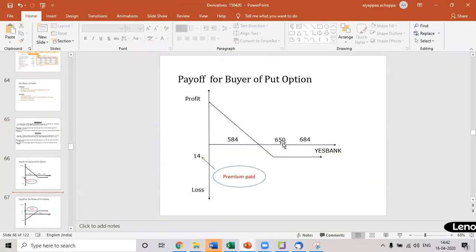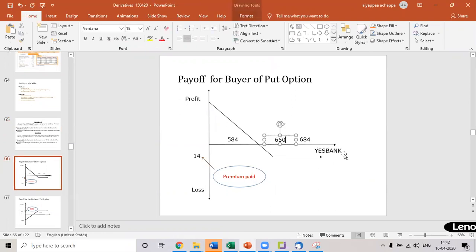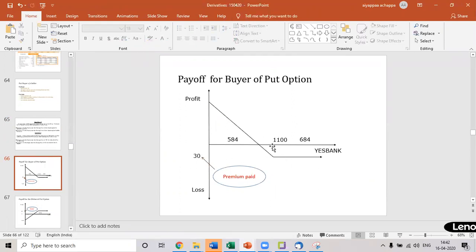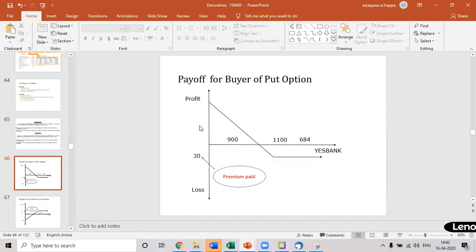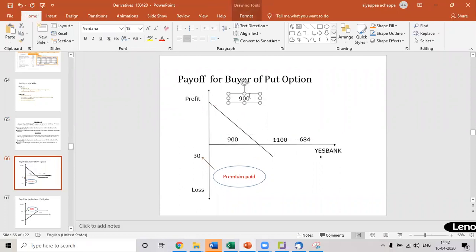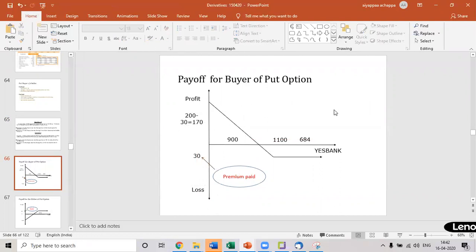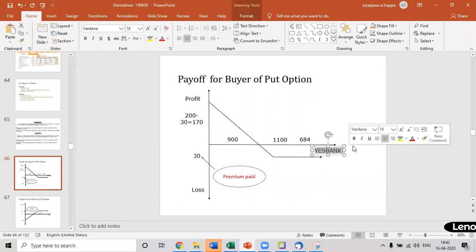So let us look into the graph here. If you buy a Reliance 1100 put, you pay a premium of 30, and your view is the price will come below 1100. Assuming it comes to 900, then you would be getting this difference. Your profit here would come up to 200 minus 30. That difference would be given to you, which will be equivalent to 170.